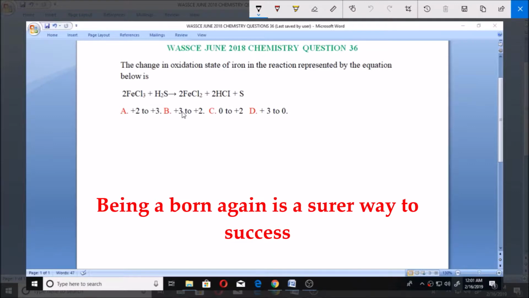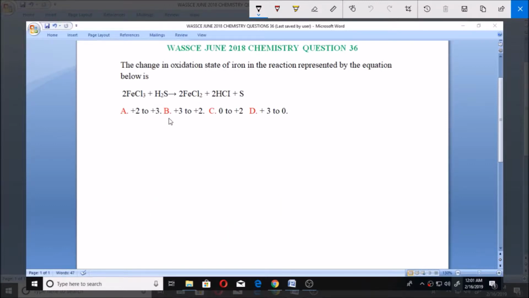Now the options are: A, +2 to +3; B, +3 to +2; C, 0 to +2; D, +3 to 0. So which is the change in oxidation state of iron in the reaction represented by the equation below? So how do we go about solving this?